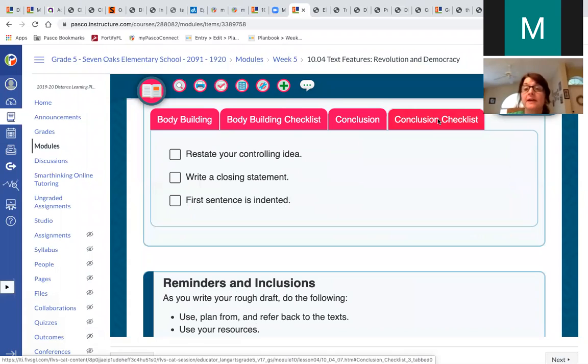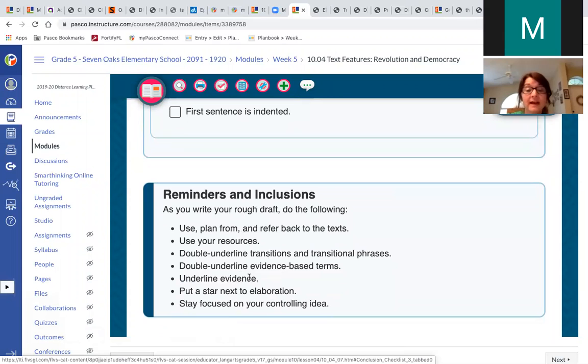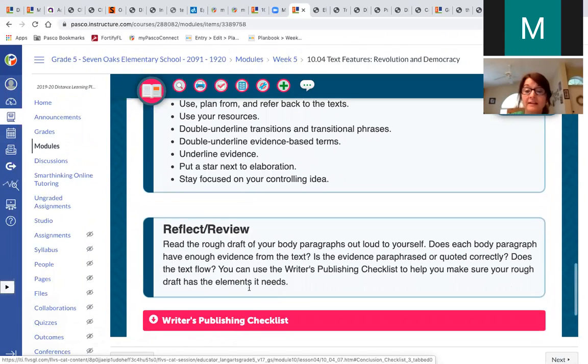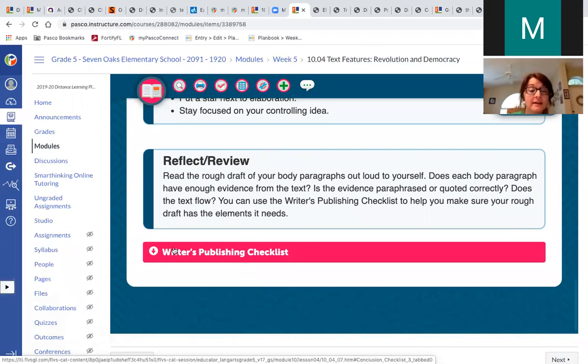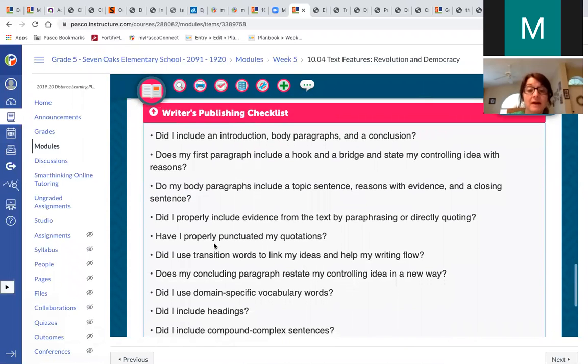So I'm going to move over now to the conclusion checklist. You want to make sure that you've done the following: restate your controlling idea, write a closing statement, and make sure that first sentence is indented as well. All right. Then read through the reminders and conclusions that they have here. So just make sure that you read through all of those, reflect and review. And then here is a helpful writer's publishing checklist. This will be important information that you guys will use as you go through and write your essay.